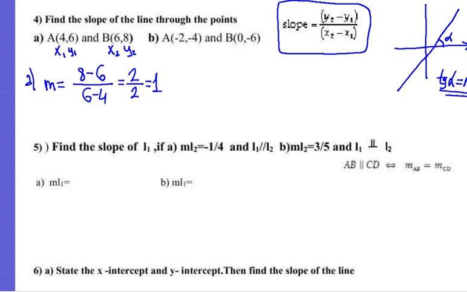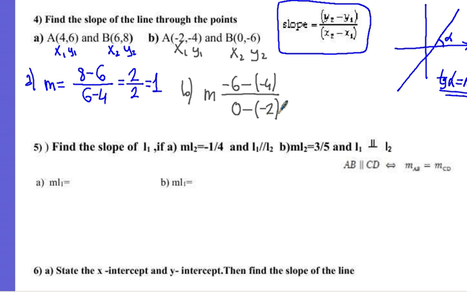Now let's solve B1, and we have x1, y1, x2, y2, and we find the slope by the formula. y2 is negative 6 minus y1 is negative 4, over x2 is 0 minus x1 is minus 2. So we have negative 6 plus 4, which is negative 2 over 2. So in this question, slope is negative 1. We have the slopes. Okay.